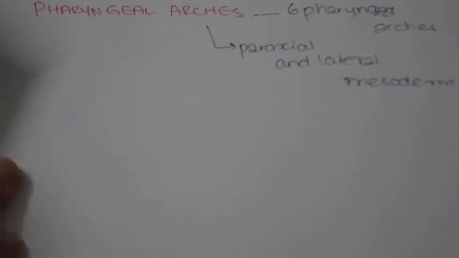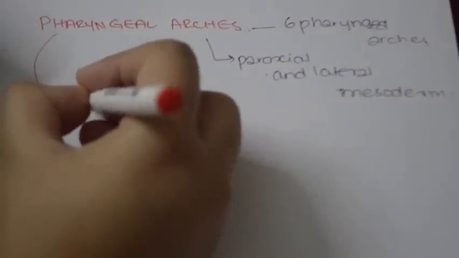The paraxial and the lateral mesoderm. I'll explain in another video what the paraxial and the lateral mesoderms are, if you don't know already. So, the components of the pharyngeal arches. What are the components of a typical pharyngeal arch?